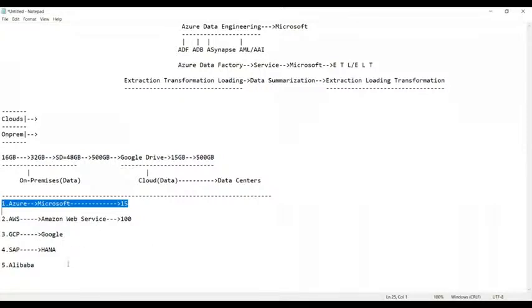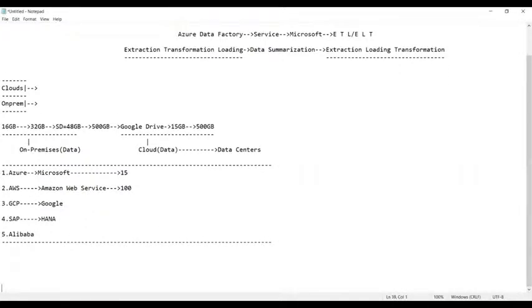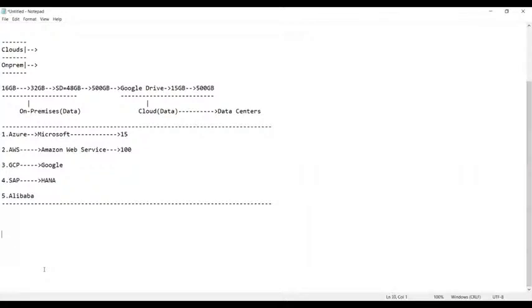Whether it is Azure, Amazon, Google or SAP, all of them are providing the cloud service, and these cloud services are provided in three categories. The first one is IaaS, the second one is PaaS, and the third one is SaaS.